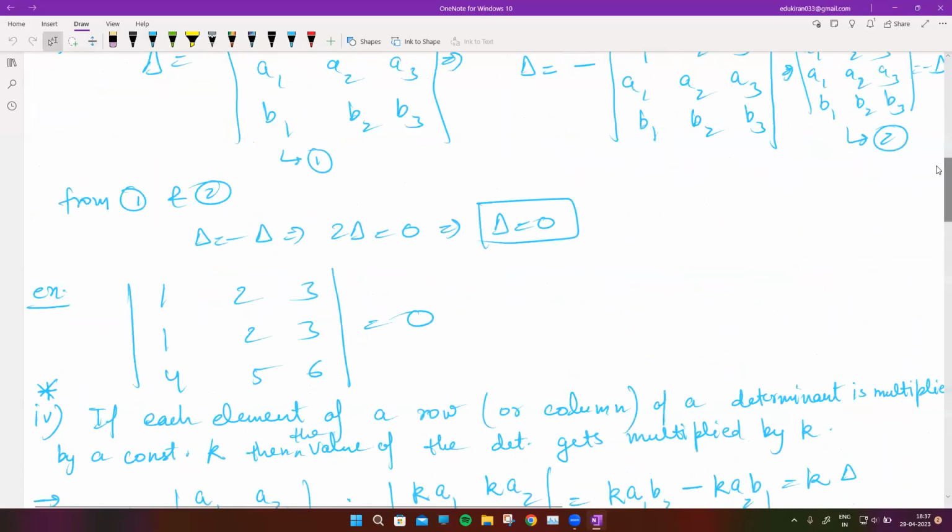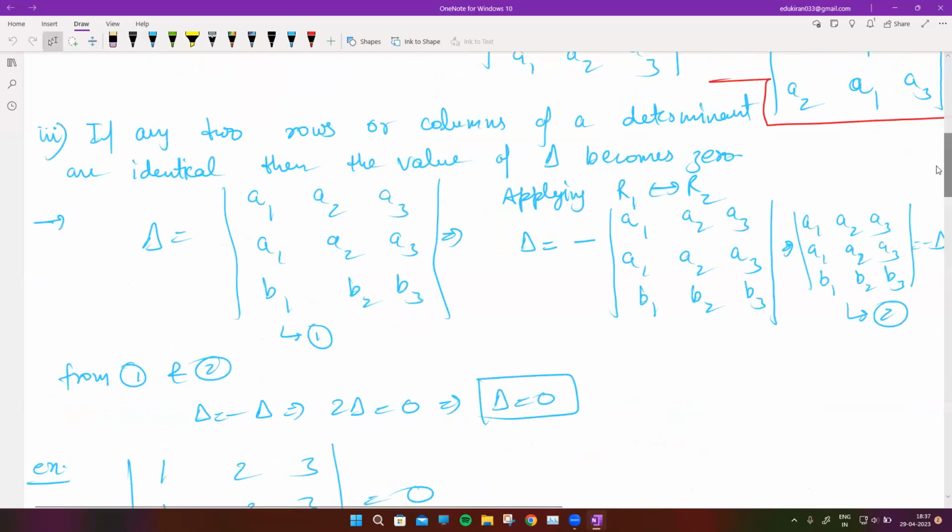if any 2 rows or columns of a determinant are identical, then the value of that determinant becomes 0. Right? So if there are any 2 rows or any 2 columns and they are exactly the same, or in fact, they are proportional to each other.